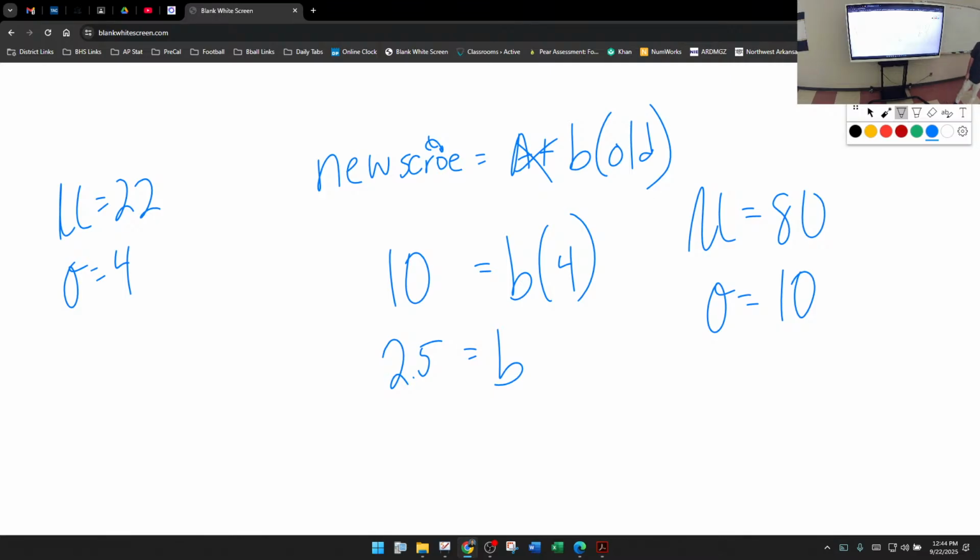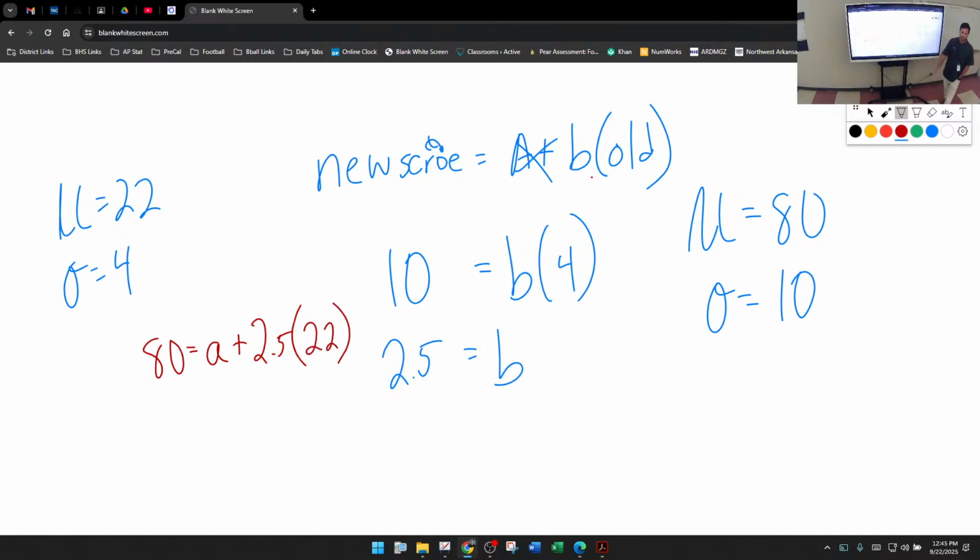Okay. Now I want the mean, and mean is affected by both addition and the division. So I'm going to put that 2.5 in for B because I already have that. So the new score I want to be 80. I want the new score to be 80. A is what I don't know. B I know is 2.5 already. And the old mean was 22.